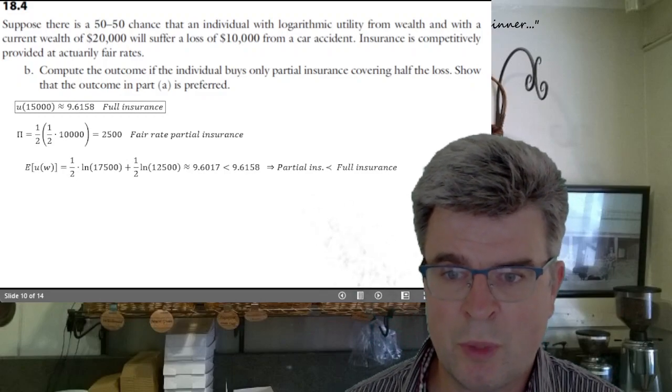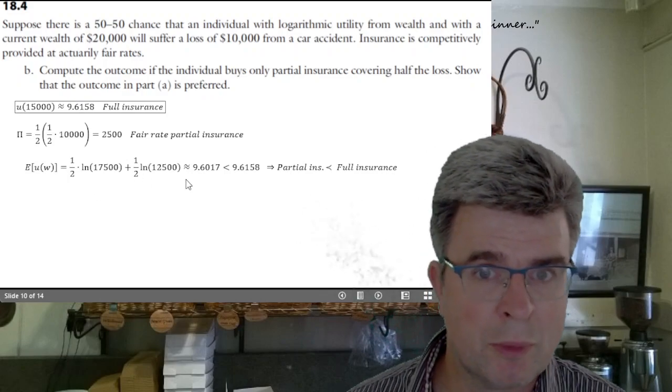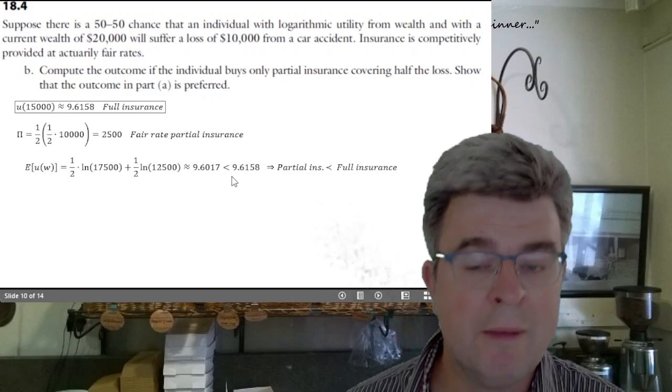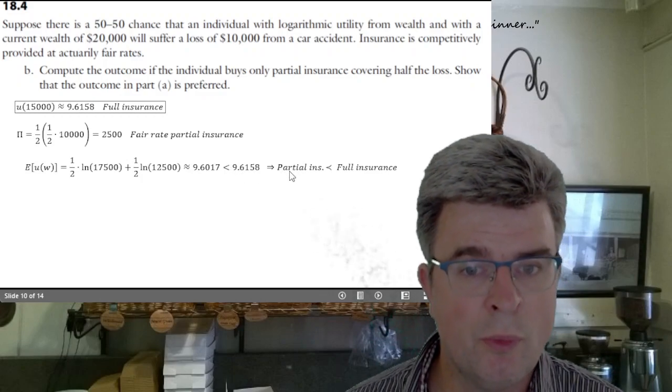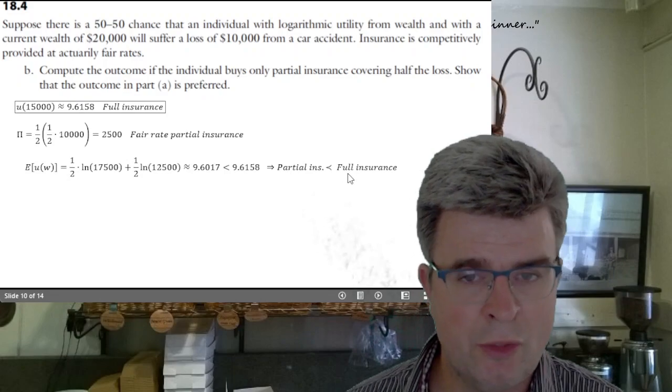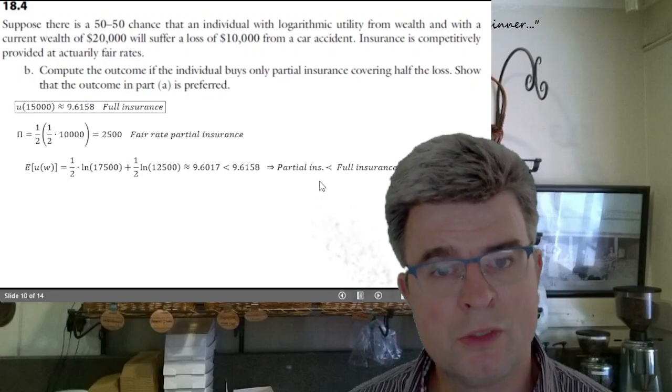And that gives us 12,500, and if we do the computation, we end up with a number that's about equal to 9.60, which is less than the 9.61. So the individual will prefer full insurance over partial insurance. And that completes question B.